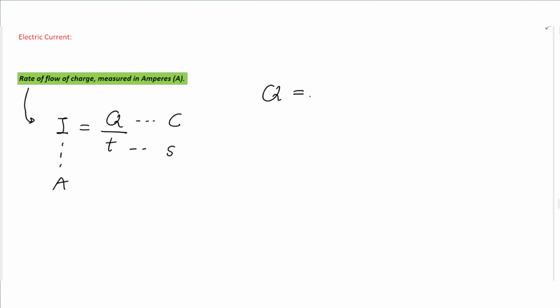Now we define electric current, or electric current intensity. It is the rate of flow of charge. Again, rate means divided by time. So the electric current, which we call I, is equal to the charge flowing divided by the time. The charge would be in coulombs, the time would be in seconds, and the current is in amperes. And you can also calculate the charge by multiplying the number of electrons by the charge of one electron.